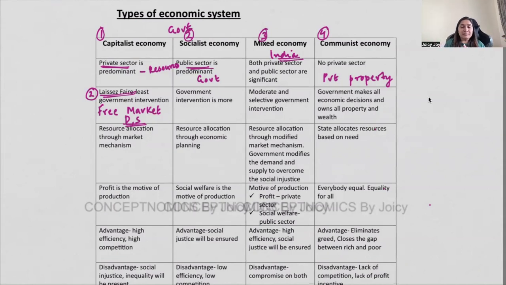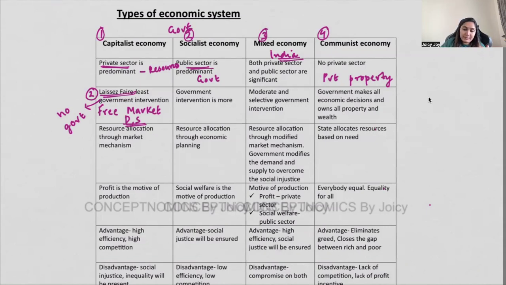But in a socialist economy, government intervention is more, whereas a capitalist economy follows the principle of free market. Free market means the demand and supply factors decide everything, and there is no government intervention. In a free market, there is no government intervention. It is the demand and supply factors which decide everything. But when it comes to a socialist economy, government intervention is more.